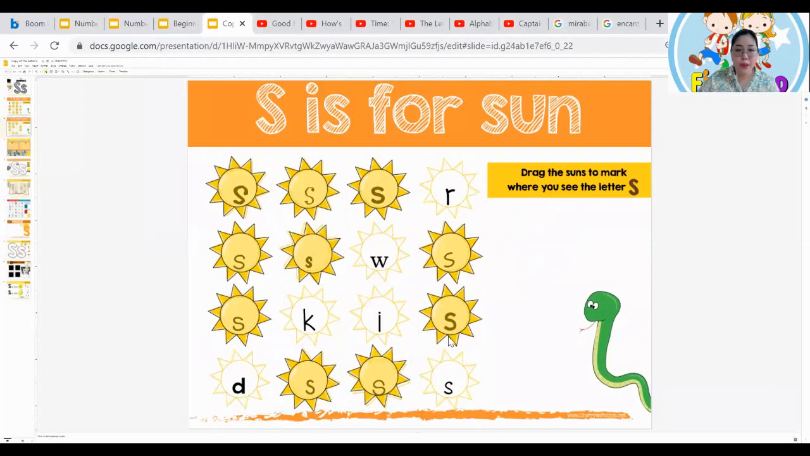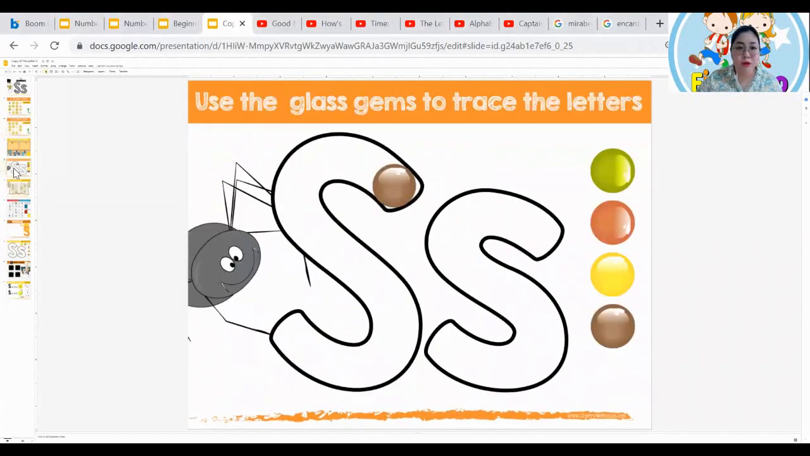And oh no, we are missing a sun. So let's just color that because it's also the letter S. There you go. So now let's count how many letter S we found. 1, 2, 3, 4, 5, 6, 7, 8, 9, 10, 11. 11 lowercase letter S. So now that we're done looking for our capital and lowercase letter S, let's meet the pictures that begin with the letter S.